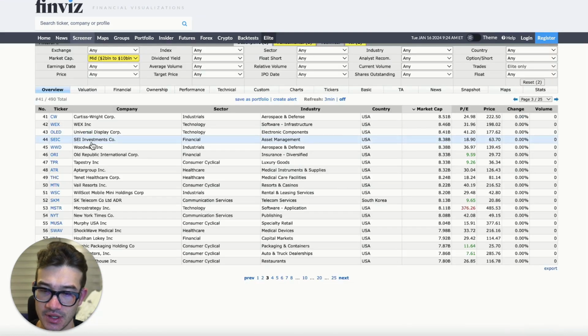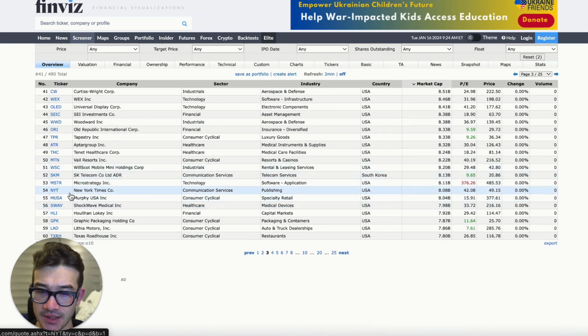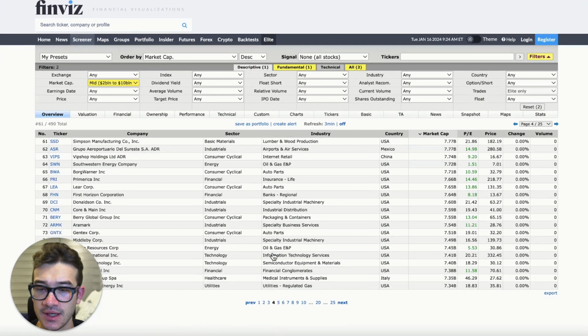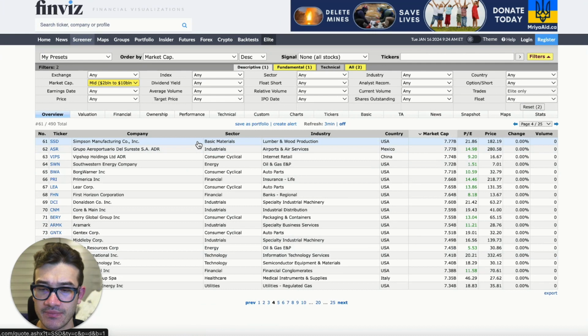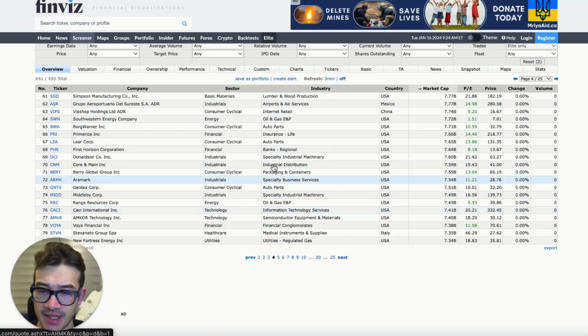Let's see what else we got here. This is a relatively declining industry. I mean, the New York Times is not the greatest in terms of publishing, with so much competition for eyeballs in media these days. The margins are definitely being pressed. I would look at maybe something like SSD. I've seen them around a few times, lumber and wood production. But then again, it's an industry that is quite hard and competitive.